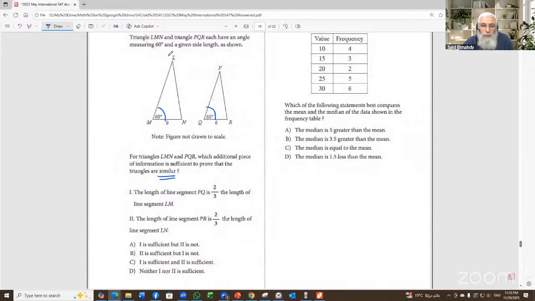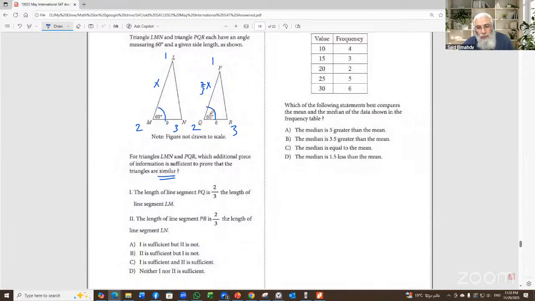The length of line segment PQ is 2/3 the length of line segment LM. So for LM, this is 1, 2, 3, and this is 1, 2, 3. So PQ, it just said PQ is 2/3 of LM.